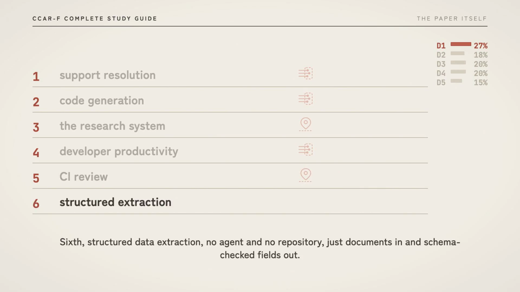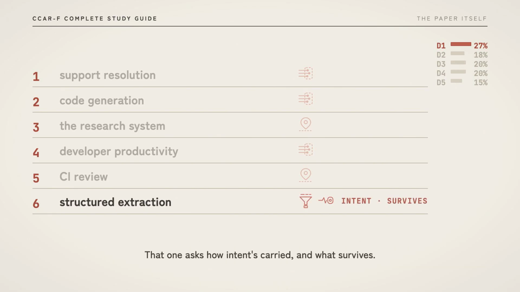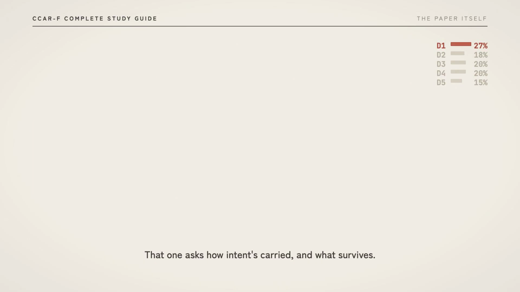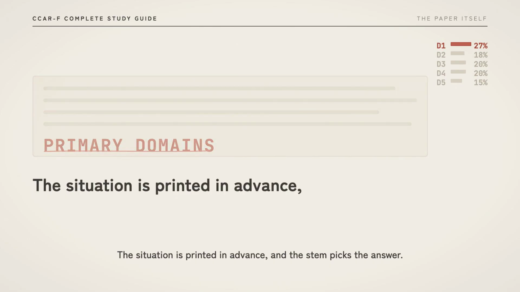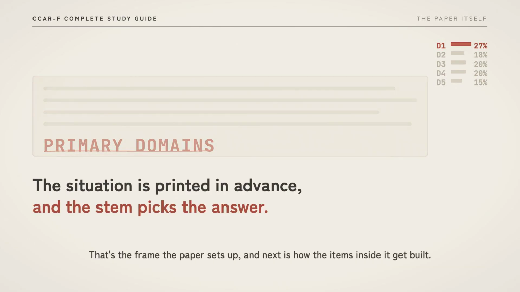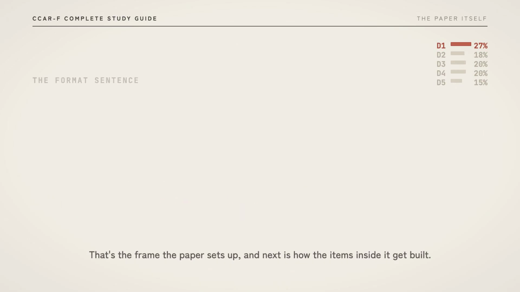Sixth, structured data extraction, no agent and no repository, just documents in and schema checked fields out. That one asks how intent is carried and what survives. The trap is reading that paragraph as flavor when it names its own primary domains and tells you which of the 4 questions its items keep asking. The situation is printed in advance and the stem picks the answer. That's the frame the paper sets up, and next is how the items inside it get built.